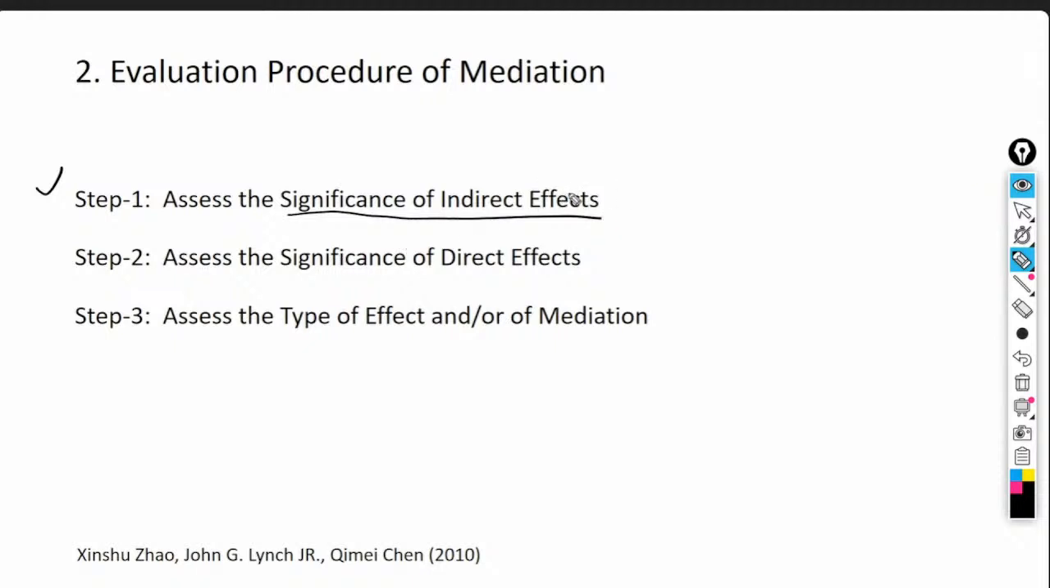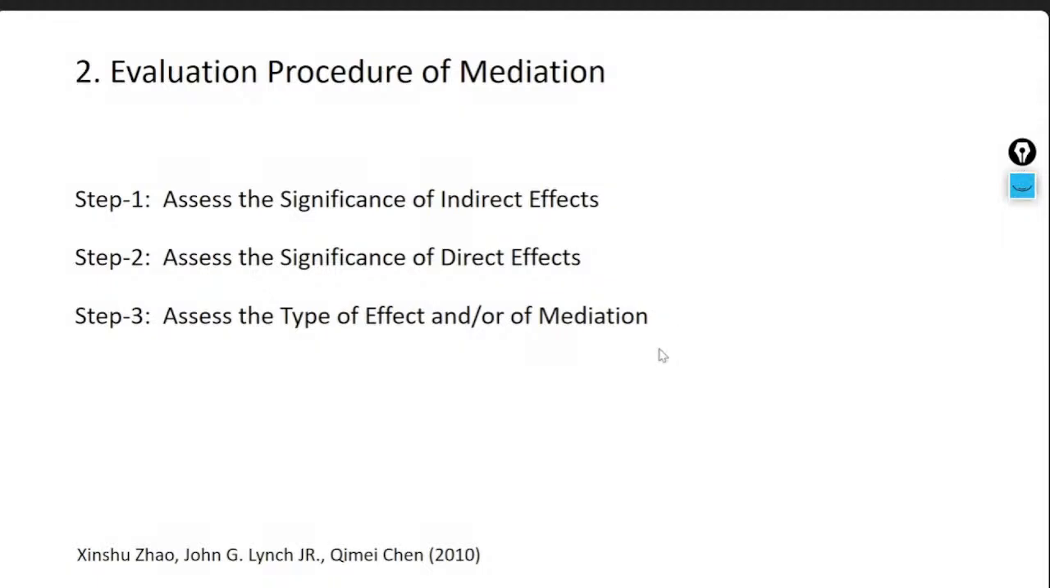Here we are estimating the indirect effect. If the indirect effect is significant, then the mediation will be either complementary or competitive mediation, or it could also be full mediation. Then in step 2, assess the significance of the direct effect, and then finally we will tell whether this relationship is significant, the partial mediation or the full mediation.